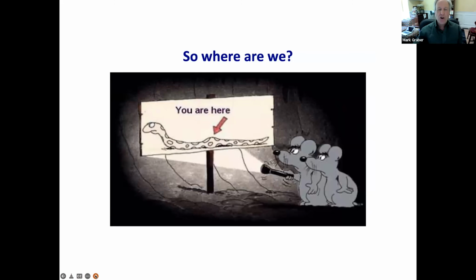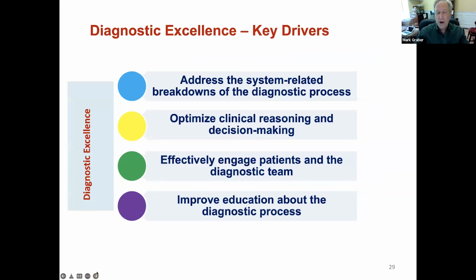All right, well, that's the story. Very sad. Where are we? We are not in a good place. What are we going to do about this? And very briefly, I'd like to review some of the ideas we have about how to remedy the situation, how to improve diagnosis. And it's based on what we've been talking about. We have system-related problems. What can we do to fix those? We have cognitive problems. So what can we do to optimize clinical reasoning?